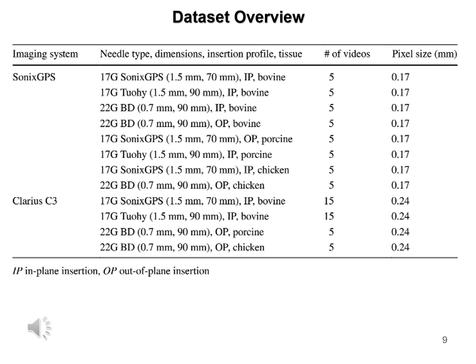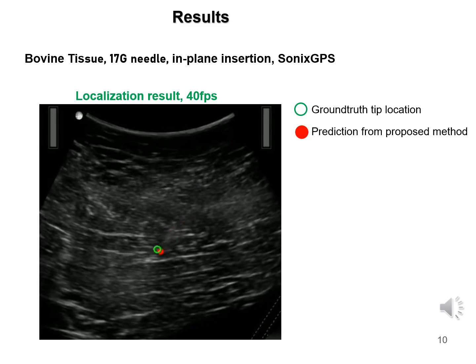We use two imaging systems, that is Sonix GPS with a curvilinear transducer and a Clarius C3 curvilinear transducer. We use 3 tissue types and 3 different needles. The ground truth needle tip location is determined with the electromagnetic tracking system where possible and by an expert radiologist otherwise. Here we show some results.